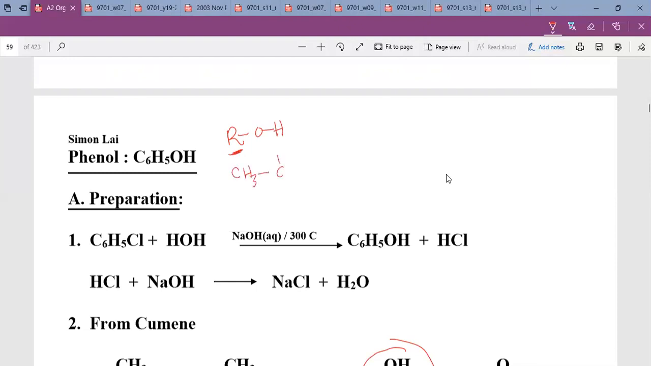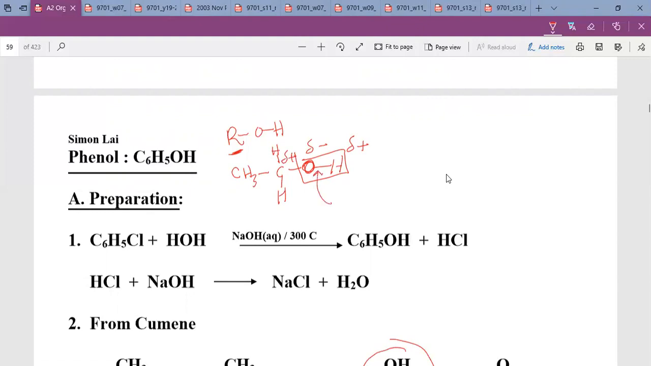I'm going to draw the whole thing here. This is your normal alcohol, where this is the OH group. Remember when we studied your AS, the oxygen is delta negative and this is delta positive, partial charge, because of the higher electronegativity of your oxygen. So this is also delta positive here. For your alcohol, there are two reactions.